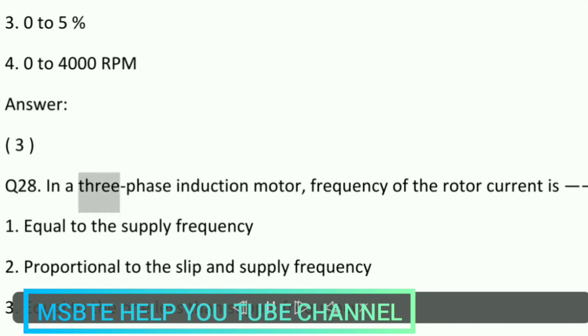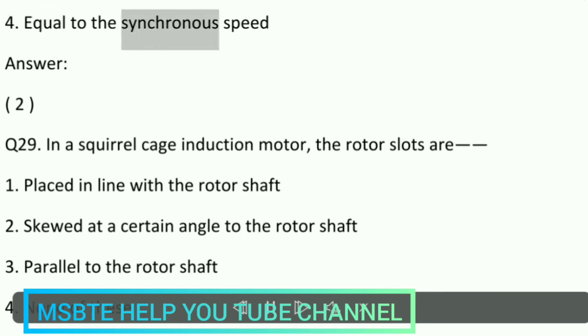Q28. In a three-phase induction motor, frequency of the rotor current is: 1. Equal to the supply frequency. 2. Proportional to the slip times supply frequency. 3. Equal to one less than supply frequency. 4. Equal to the synchronous speed. Answer: 2. Q29. In a cage induction motor, the rotor slots are: 1. Placed in line with the rotor shaft. 2.